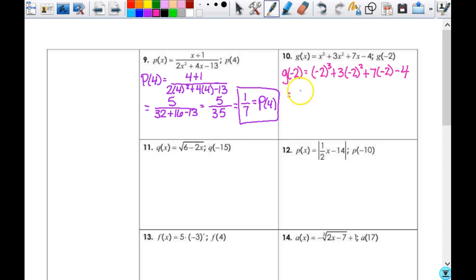What's 2 cubed? 8. So this is negative 8, right? And then negative 2 squared is 4, times 3 is 12. 7 times negative 2 is negative 14, and then minus 4. So now when I look at this, negative 8 plus 12 is positive 4. Well, that positive 4 and negative 4 cancel each other out, so I'm just left with that negative 14. So g of negative 2 is equal to negative 14.